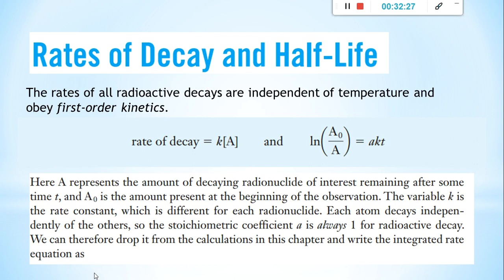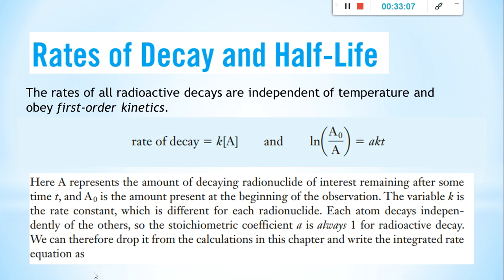So again, here A represents the amount of decaying nuclide, the radionuclide of interest, remaining after some time t, and A sub 0 is the amount present at the beginning of the observation, and the variable K is the rate constant, which is different for each radionuclide. So we need to take note that K, the rate constant, is different for each radionuclide. Each atom decays independently of the others. The stoichiometric coefficient A is always 1 for radioactive decay.